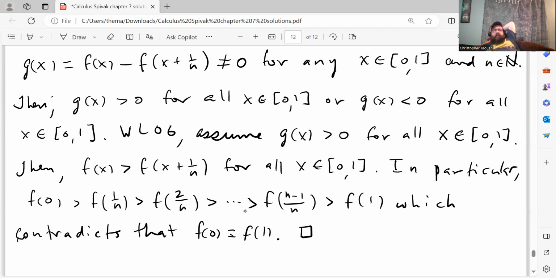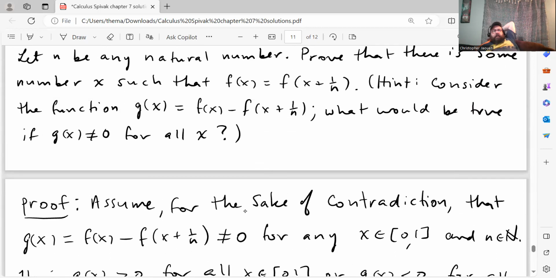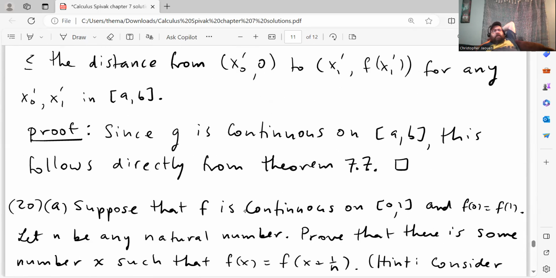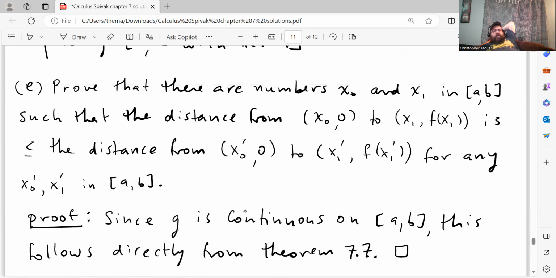In particular, f(0) is greater than f(1/n), and f(1/n) is greater than f(2/n), etc., all the way down to f((n-1)/n) greater than f(1). But that contradicts the fact that f(0) = f(1). Therefore, that can't possibly be the case. So the result follows by contradiction. And like I said, I think that was the last one I did. So that's the exercises that I did from chapter 7.